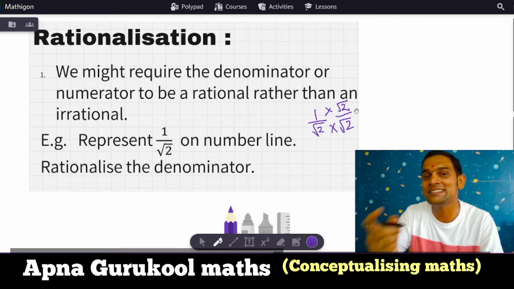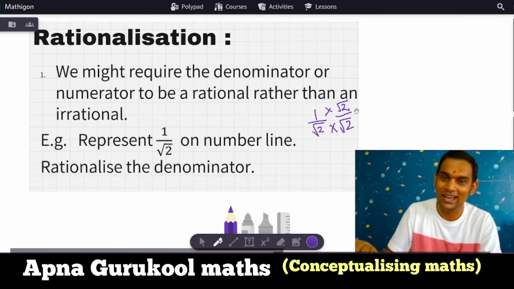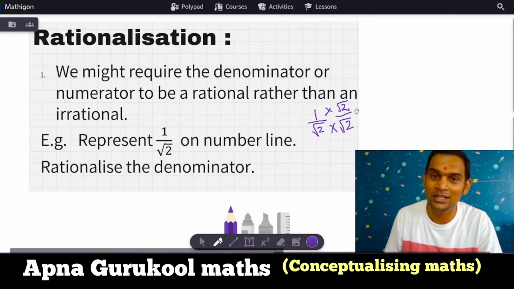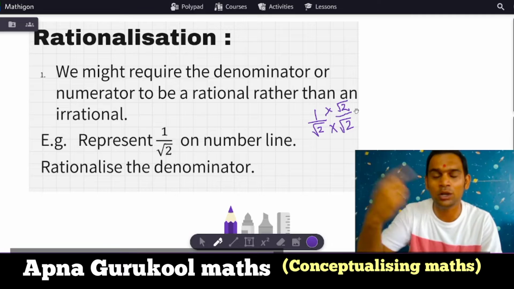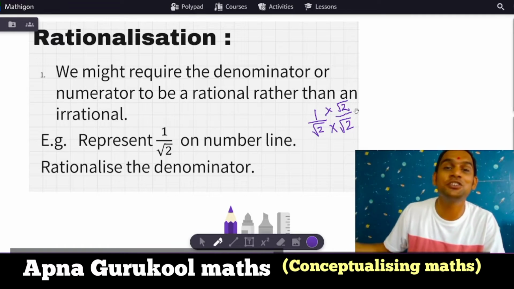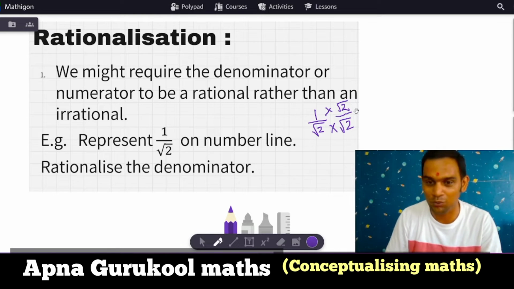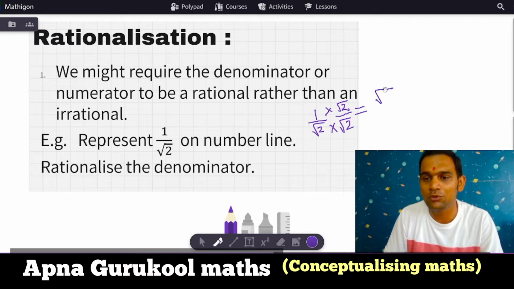Now we reach a process called finding equivalent fractions. And equivalent fractions, we have already learned, is a valid process because whatever operation we do in the numerator is done in the denominator, and the operations cancel out. So we are not changing the question, but we are getting what we want. Let's see how we get that. So 1 times root 2 becomes root 2, and root 2 times root 2 becomes 2. So that's how we get root 2 over 2.